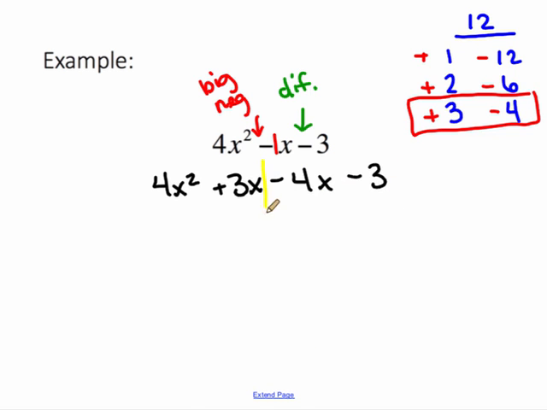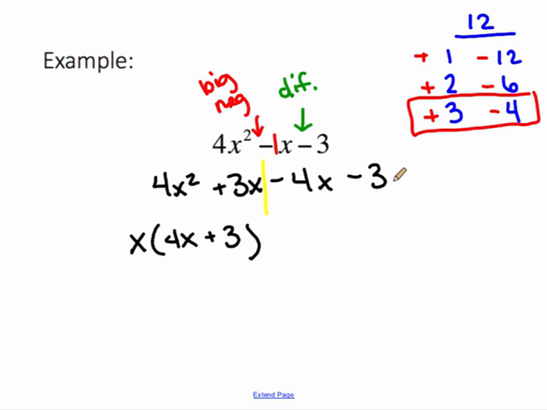Okay, we're going to look at these two at a time. Greatest common factor of the first two. We can pull out an x. So when we factor out that x, 4x squared divided by x is just 4x. 3x divided by x is just a positive 3.